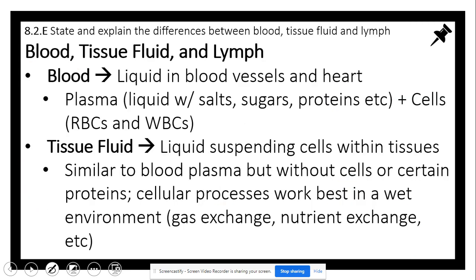Okay, so state and explain differences between blood, tissue fluid, and lymph. Blood is your blood.